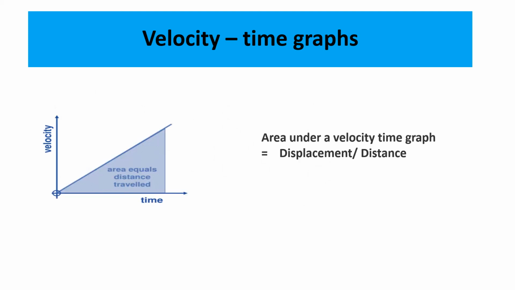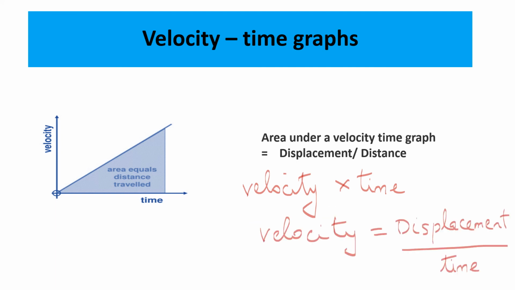Area under a velocity time graph gives you the displacement. Area under a velocity time graph means velocity into time. What is the definition we learned for this velocity? Velocity is equal to displacement divided by time. Therefore, velocity into time is the displacement. If you take only the magnitude of this velocity, then you will get the distance.